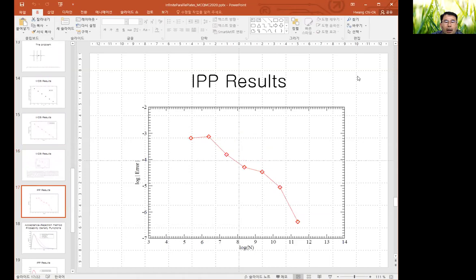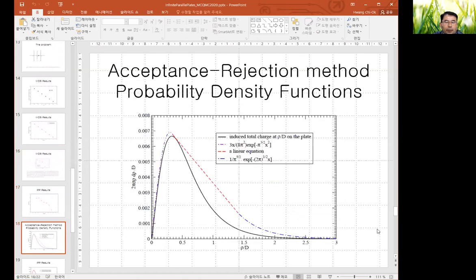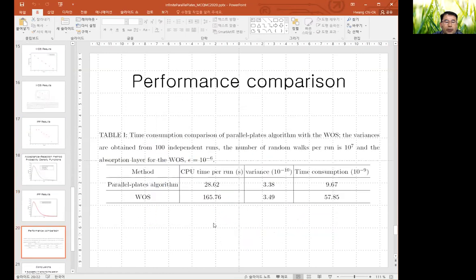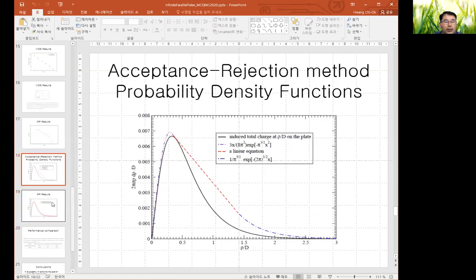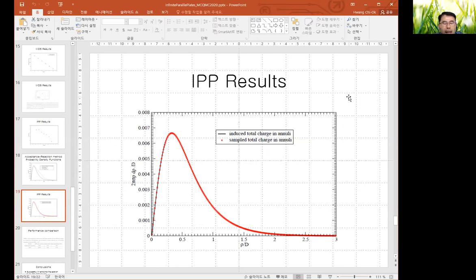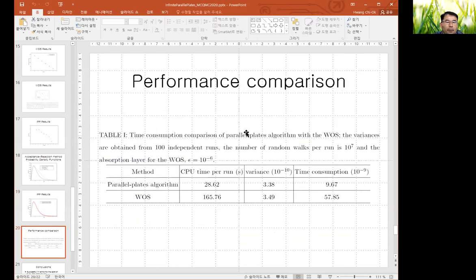We used the acceptance-rejection method and the series solution to sample the first passage points on the parallel plates. This is the error convergence, also using these acceptance-rejection functions. So we successfully sampled the first passage probability distribution on the infinite planes. We also compared the performance, and of course, our new algorithm is much better than the conventional algorithm.